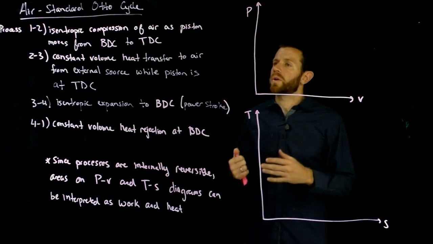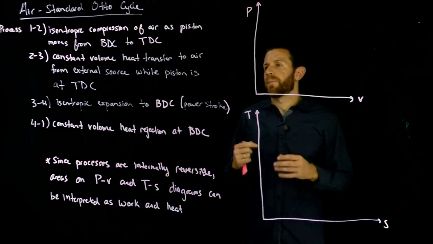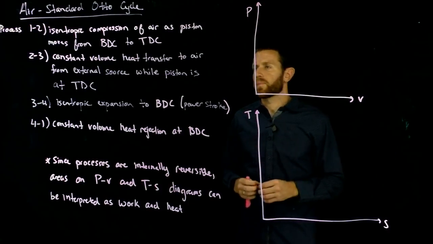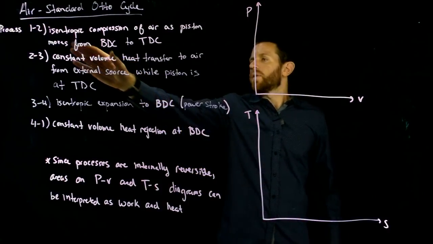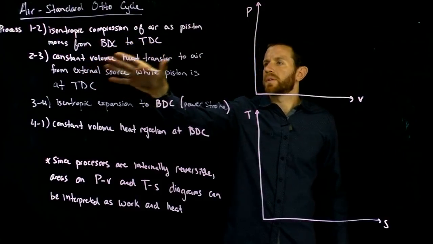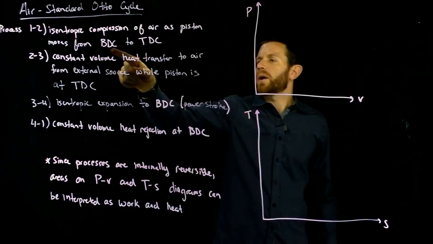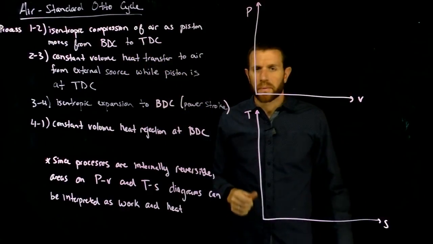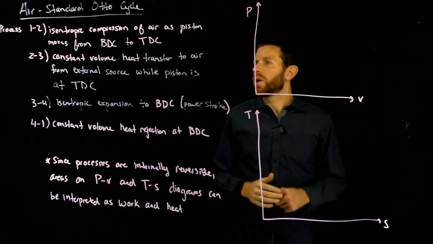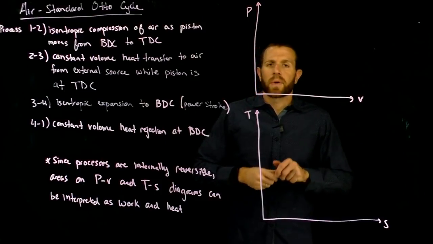Okay, so we start at state 1 at bottom dead center, and we compress the air in the piston isentropically from bottom dead center to top dead center. So let's think about isentropic compression.